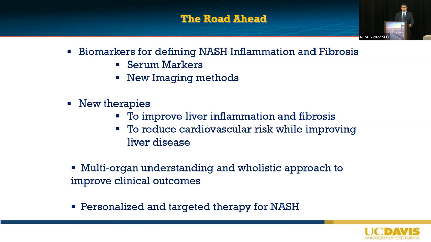So the road ahead: biomarkers, which I was able to show, and I hope I was able to convince you, for defining NASH inflammation and fibrosis. It's a very essential field, and it's definitely improving. And there are new therapies to improve liver inflammation and fibrosis, and to reduce cardiovascular risk while improving liver disease. Also, we need a complete approach to improve clinical outcome, not just for the liver, but for the entire NASH patient, and also personalized and targeted therapy for NASH.